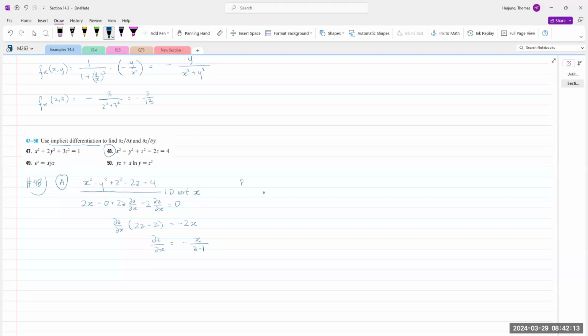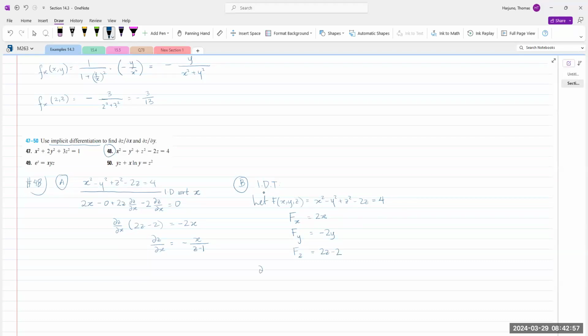Now the second method, using the implicit differentiation theorem. I define the function f of x, y, z equals x squared minus y squared plus c squared minus 2c. Our textbook usually sets it equal to 0, but actually that is not necessary. We can just set it to a constant. Now the partial with respect to x will be 2x. The partial with respect to y, let me just do it at once, will be negative 2y. And the partial with respect to z will be 2c minus 2.